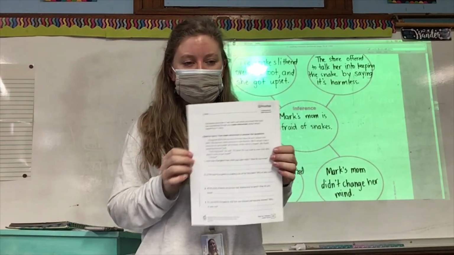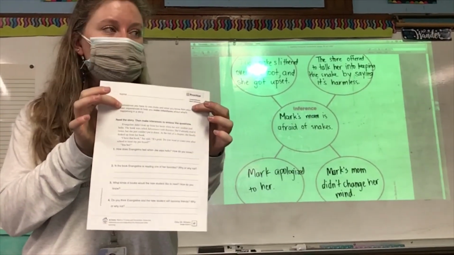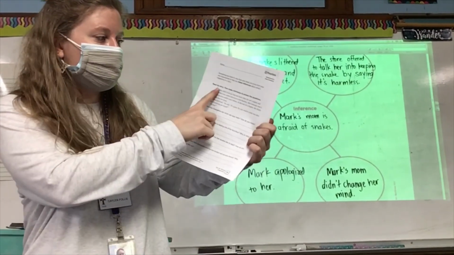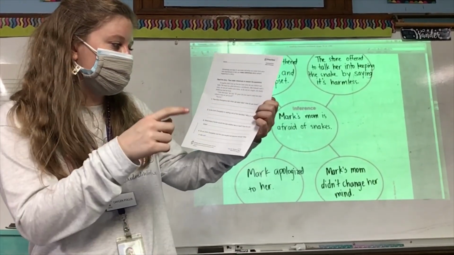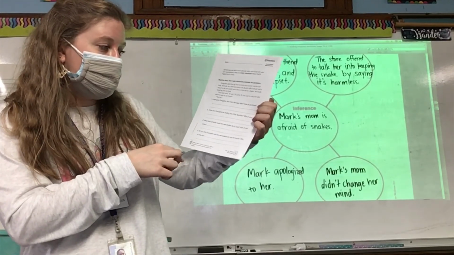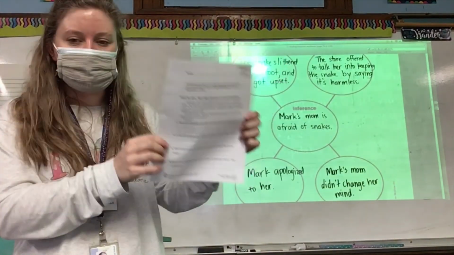Okay, look at the back. Make sure to read these sentences in the box. That will help you to do this skill. Then you're going to read the story and then make inferences to answer the questions. You are talking about how people feel about things. You do need complete sentences.